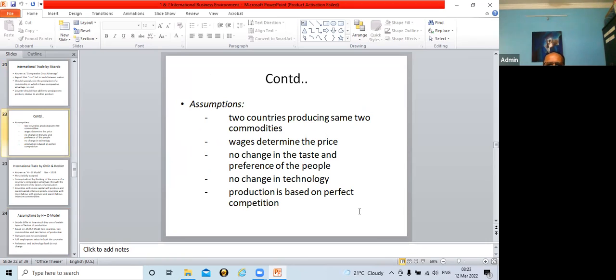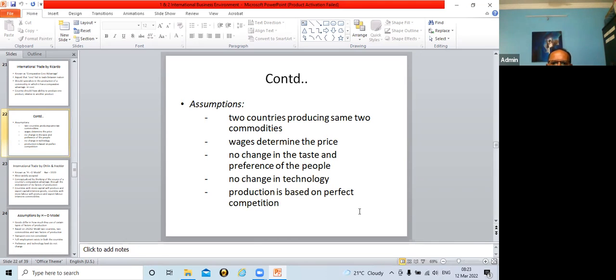Then Ricardo has developed some assumptions. Assumption number one: two countries producing same two commodities. Then how they can take advantage? Two countries producing same two commodities, but still they can have business. So Ricardo believes that we should not get disturbed, that since there are two countries and having same commodity, we cannot have business. It is not like that. Both countries can have business. So he has proved this with his assumption.